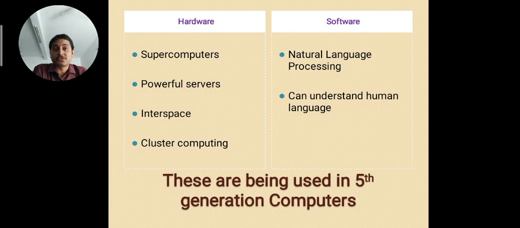And the software that was used, natural language processing, NLP. As I discussed in 2nd generation, high level language was developed, and high level language means we can use our natural language. At that time natural language was only English, but right now we have the facility to communicate in Hindi also. We can search in Hindi also, and we can type in Hindi in our mobile phones, in our computers.